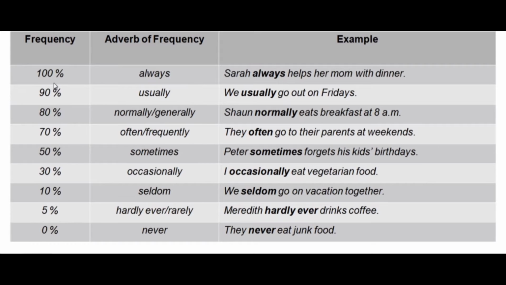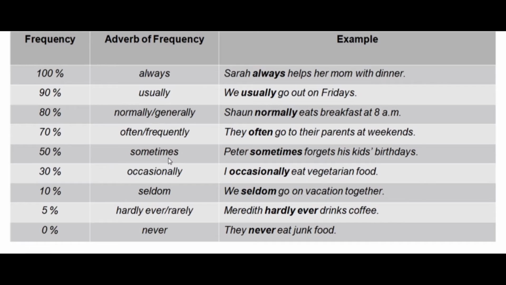Now when the frequency is 100%, the adverb of frequency we use would be always. For example, Sarah always helps her mom with dinner. And when the frequency is 90%, we use usually. For example, we usually go out on Fridays. And for 80% frequency, we use normally or generally. For example, Sean normally eats breakfast at 8 a.m. For 70%, often or frequently. For example, they often go to their parents at weekends.